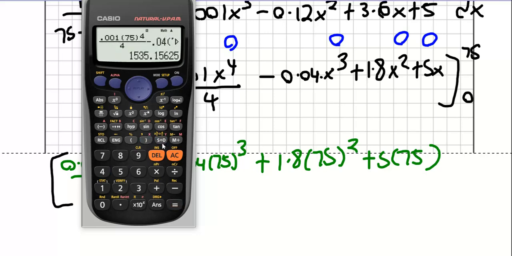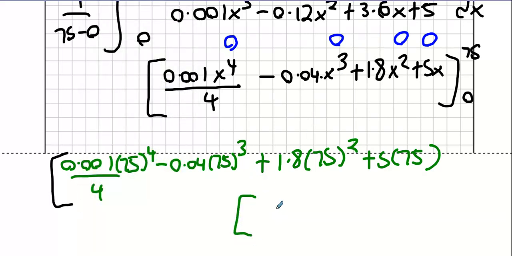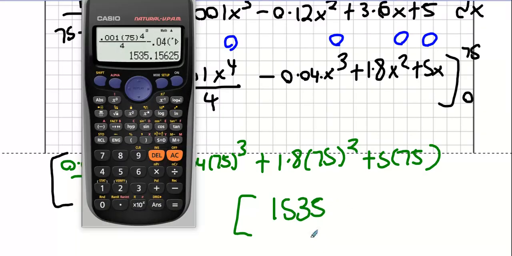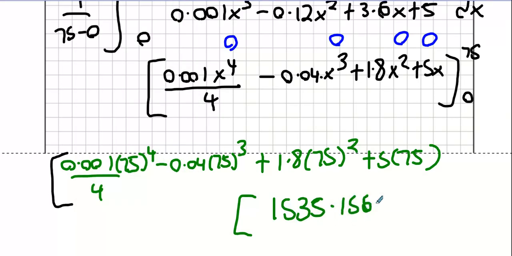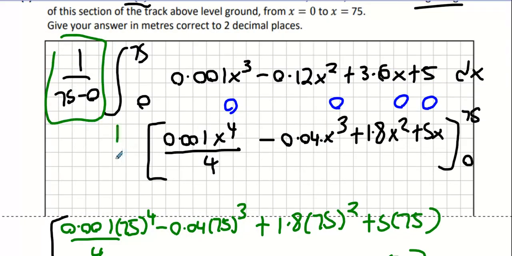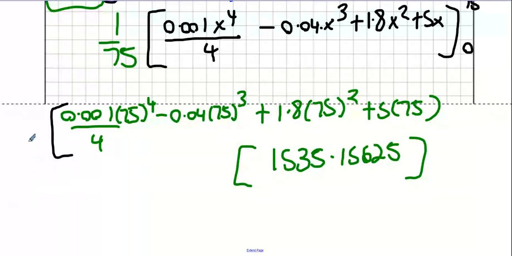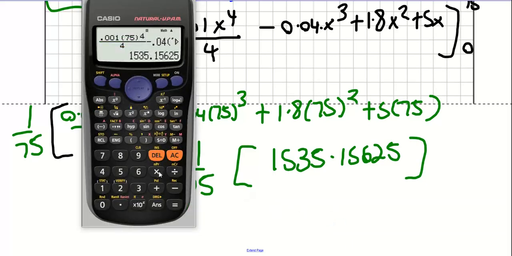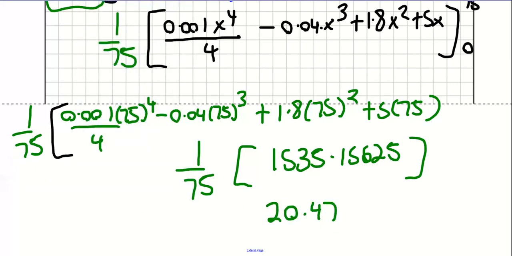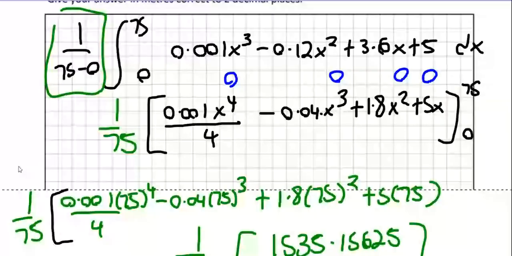And that's a fairly big height now. And that's 1,535.1562. That's way higher than I thought it'd be, because I thought it'd be something like 20. But wait, I forgot something. At the very beginning, see this 1 over 75 on the outside? It's 1 over 75 on the outside, and it's going to be divide that answer by 75. And lo and behold, we get the answer of 20.47, which is roughly what I predicted earlier. And the answer to 2 decimal places, and we're done.